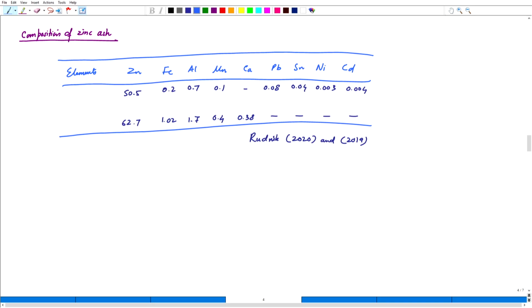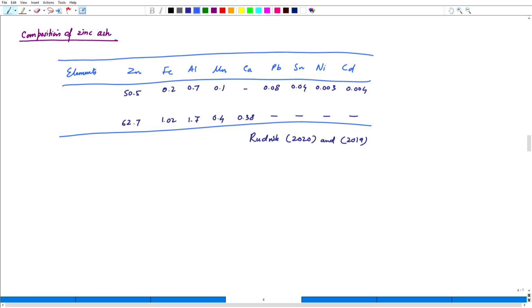And of course, there are other elements that are also present. We have iron, aluminum, manganese, but none of these elements are present in large quantities. What else is present here? It has been mentioned in literature that chlorine is present in really large quantities. It can range from around 12 to 20% of chlorine. That is also available in zinc ash, of course, along with oxygen itself.